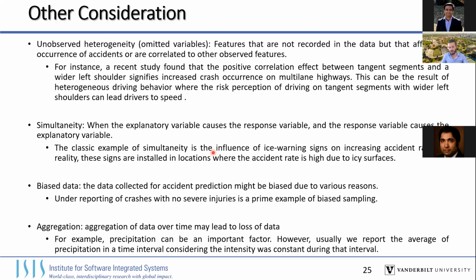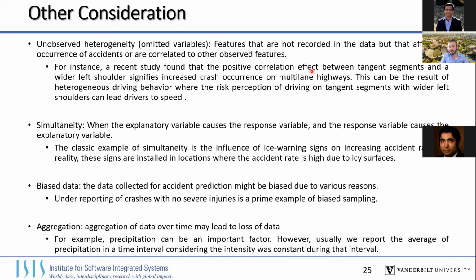The main problems regarding the feature selection, the first one is unobserved heterogeneity. If there are features that are not recorded, but they are playing an important role in the incident, and you don't take them into account, it may compromise the accuracy of the model. Sometimes the relationship between the features and the results is not very clear, so you don't know which one is causing the other one.